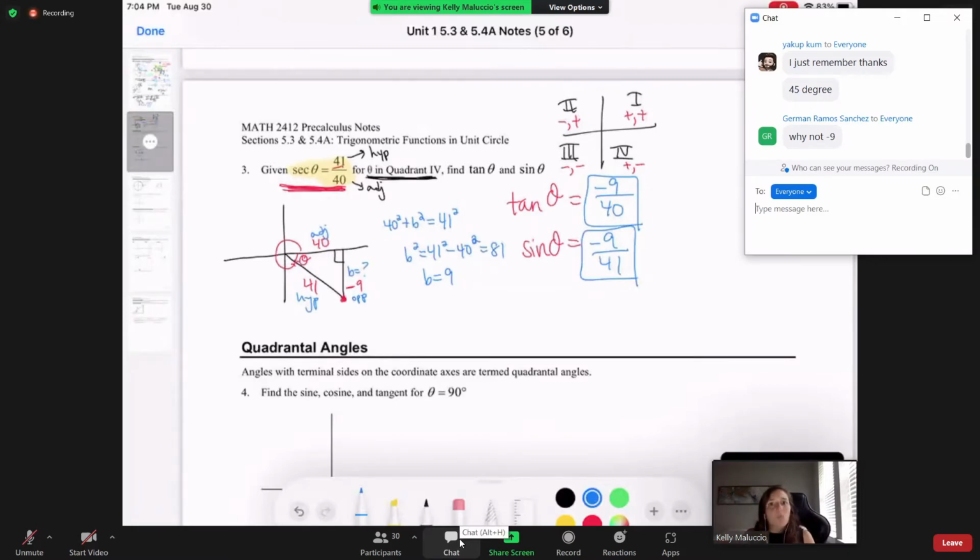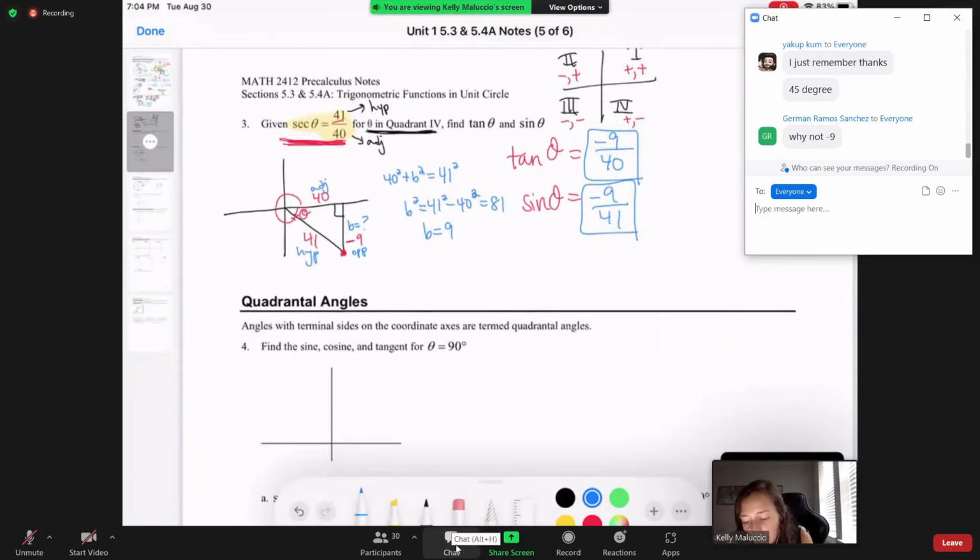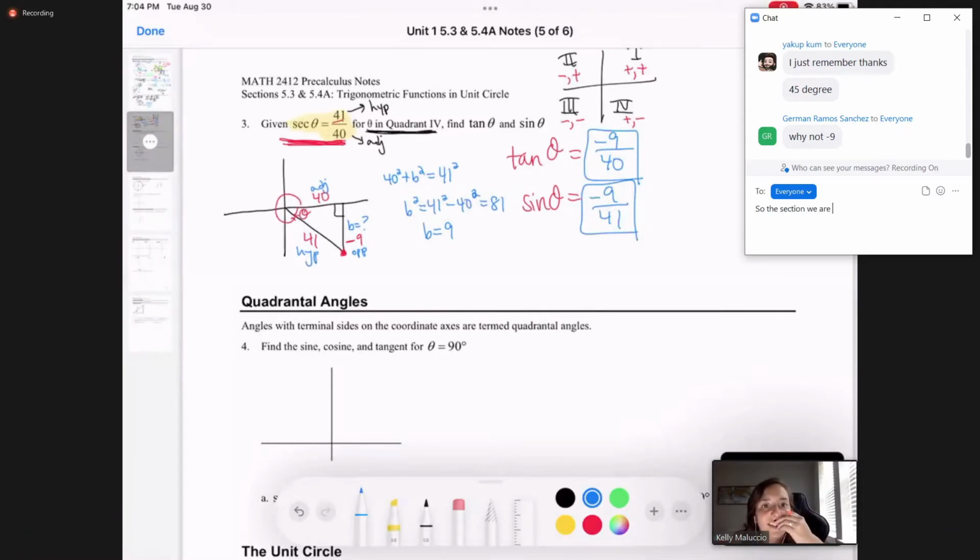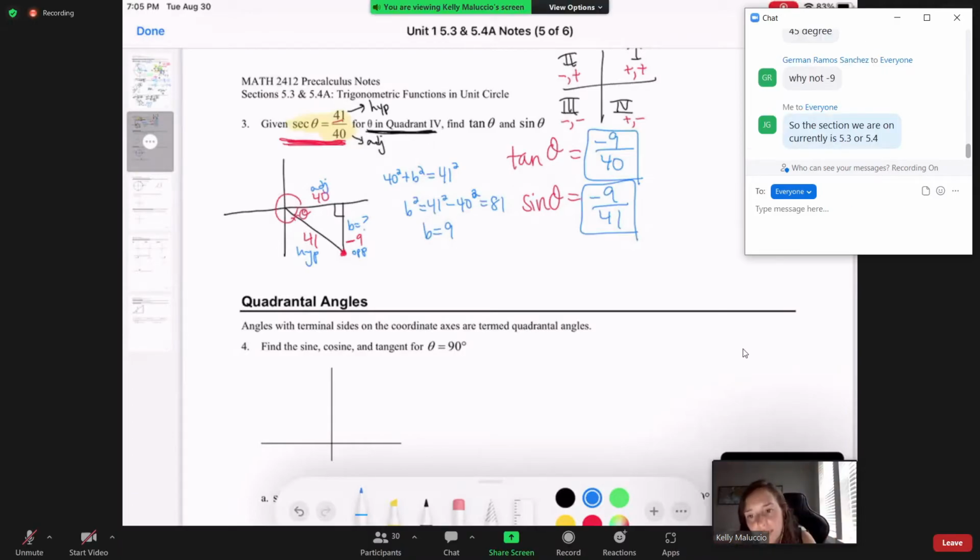Okay, so this next word, I'm not a fan of quadrantal or something, but this just means the angles that are on the actual sides of the quadrant, I guess. So like 0, 90, 180, like the ones exactly there.